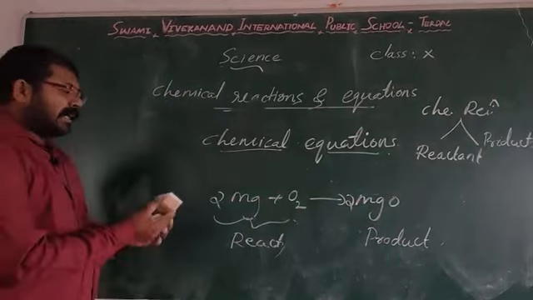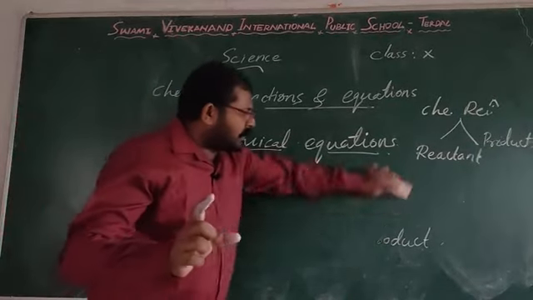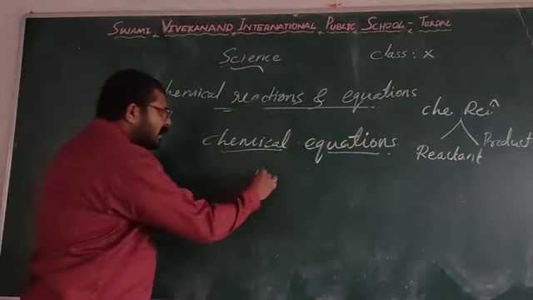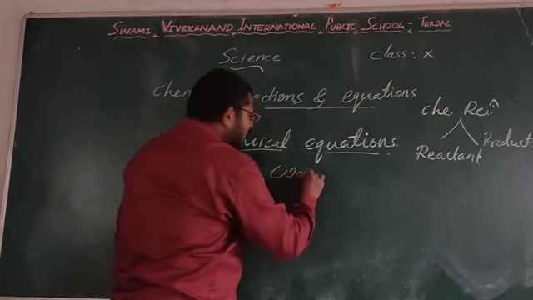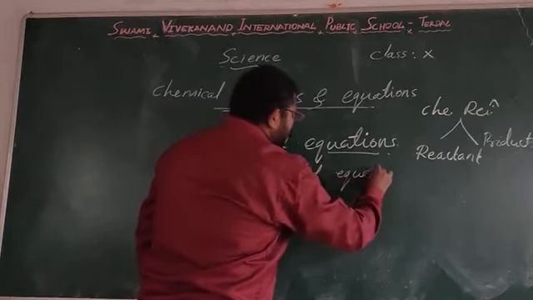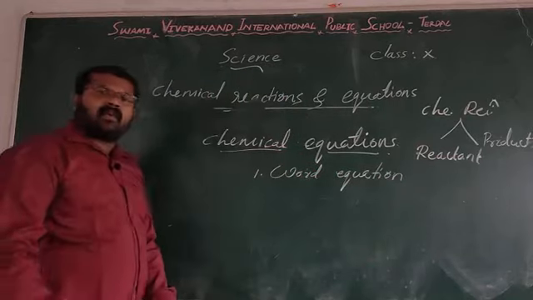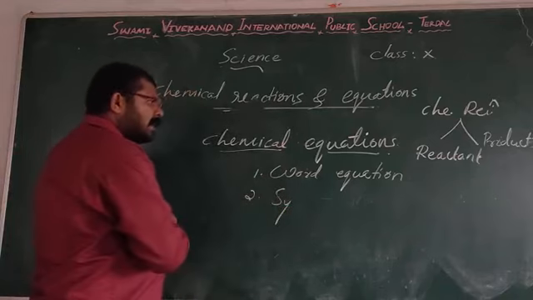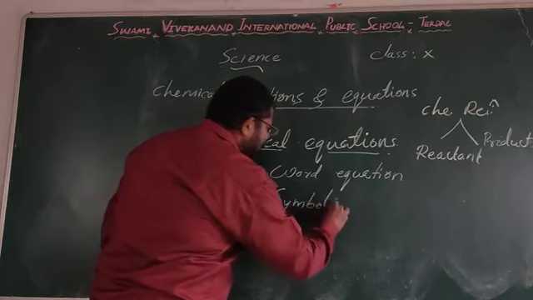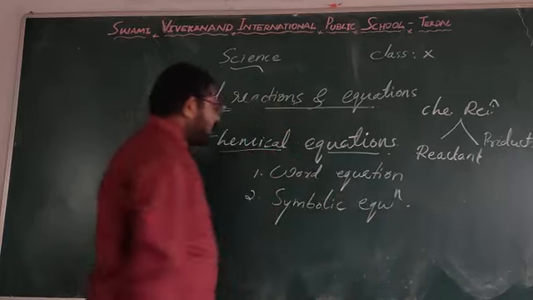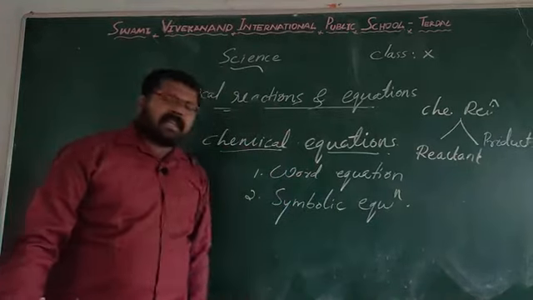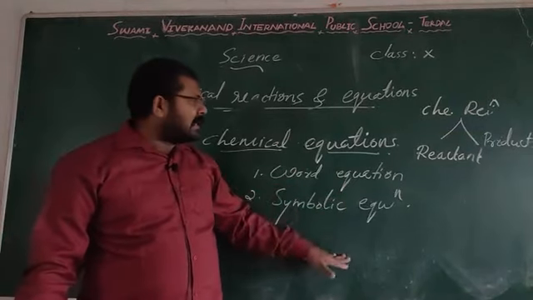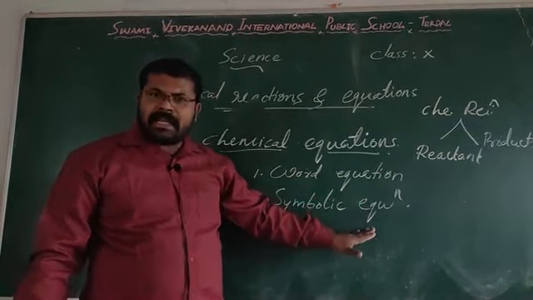We can write chemical equations in two ways. The first one is word equations and the second one is symbolic equations. The first one is word representation, or word equations, and the second one is symbolic equations.